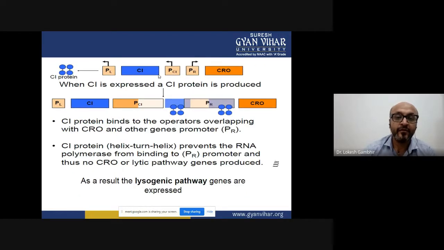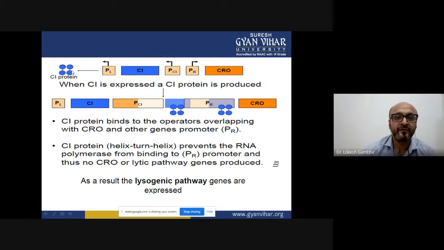Whereas when we are talking about the lambda phage going for lysogeny, then PC1 gets activated and it goes for the expression of C1. Now this C1 forms the C1 protein, called the repressor protein, and the tetrameric form of that repressor protein comes and binds to OR2 and OR1. OR1 is overlapping with PR, and OR2 is also overlapping with PR. So it binds to both the operators.